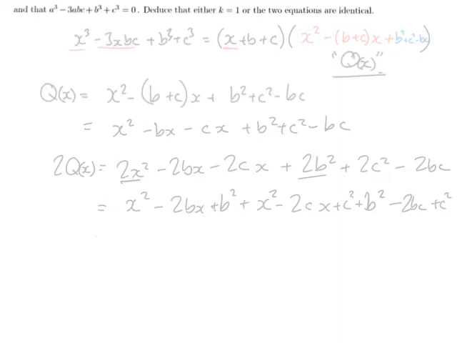Now you can just about see this. The first three terms are x minus b squared. The next 3 terms form their own quadratic, x minus c squared, and the last 3 terms, b minus c squared. And we've done it.